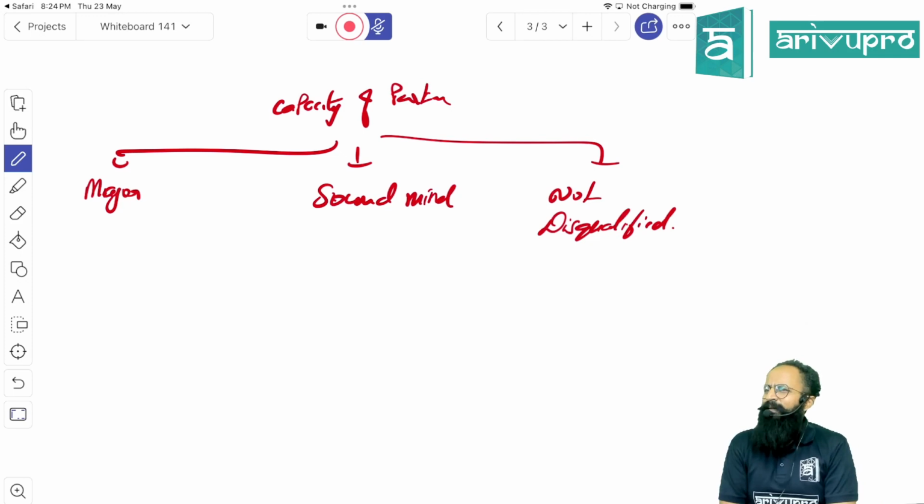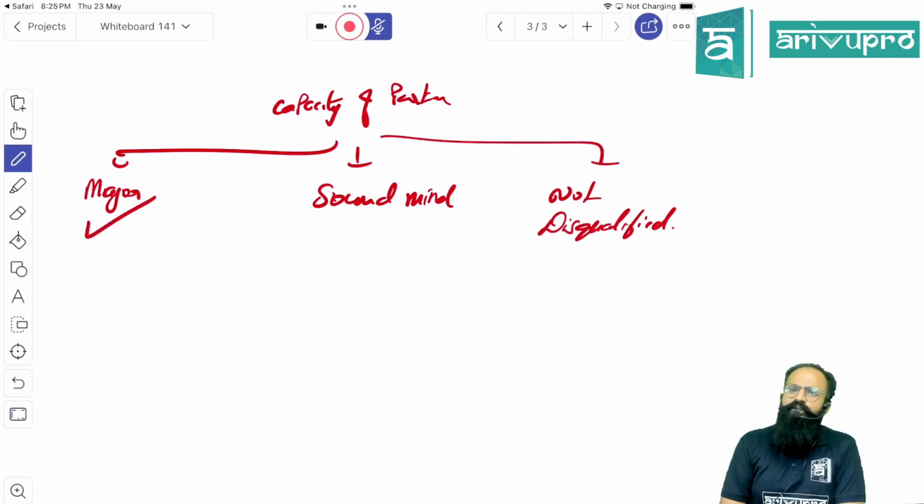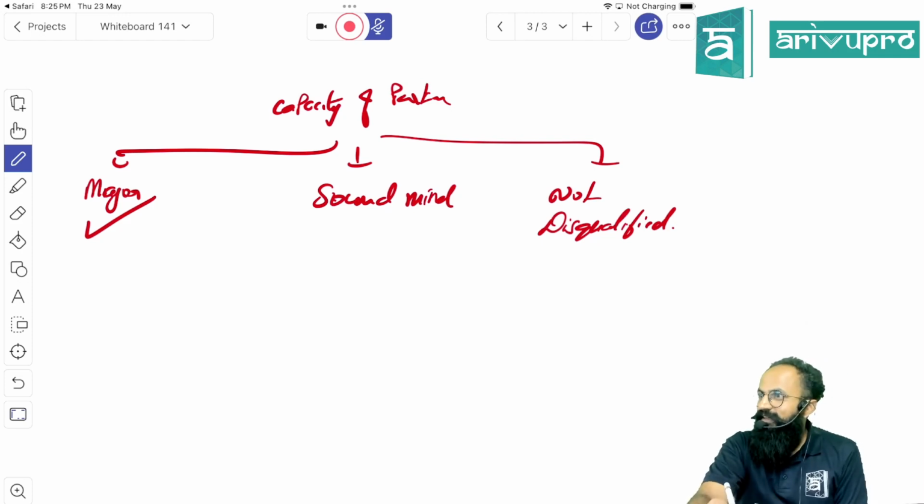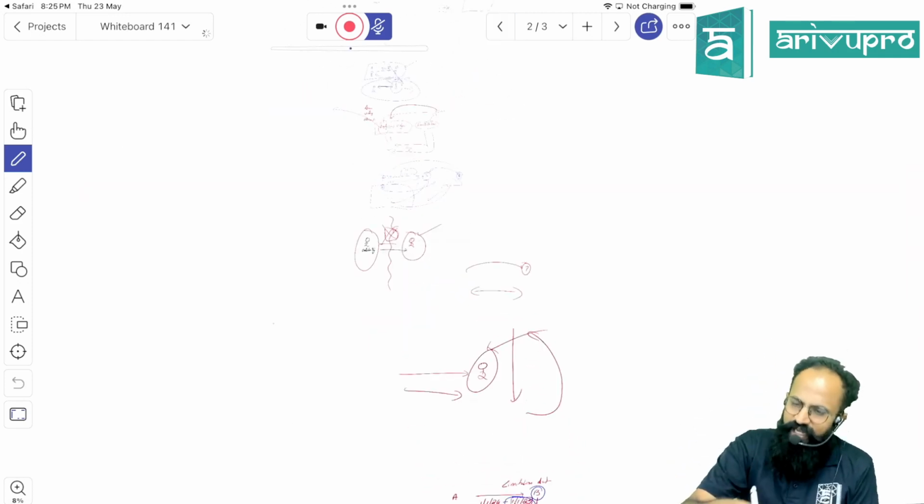The first rule is minor. They are telling you, you have to be a major to enter into a contract. But what if I am a minor? A minor cannot enter into a contract. Okay, now people tell me one thing.